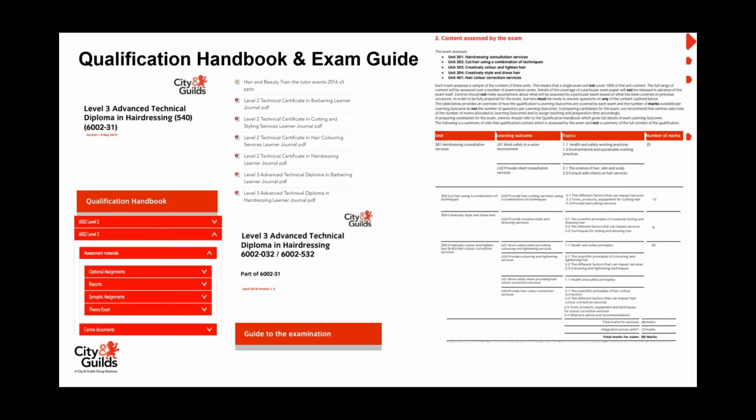As you can see from the top right hand side of the screen, the content assessed by the exam tells you exactly what units will be in that written exam, and it tells you the unit, the learning outcome, the topic and the marks awarded for that exam. So for myself, I would be using this handbook and the exam guide, and where it says unit 301, learning outcome, topic, I would put a little revision sign there, knowing that it was going to be in the exam, because I'd have to come back and work with my learners to make sure they've got all the knowledge across this unit, so they get a really good mark in that exam paper.